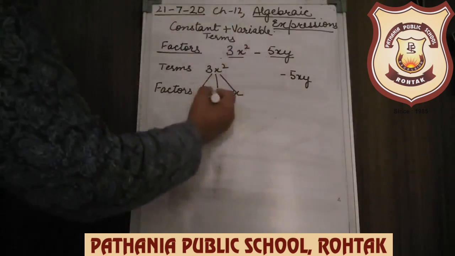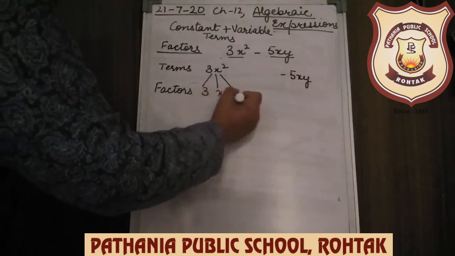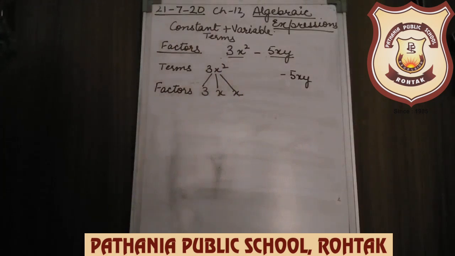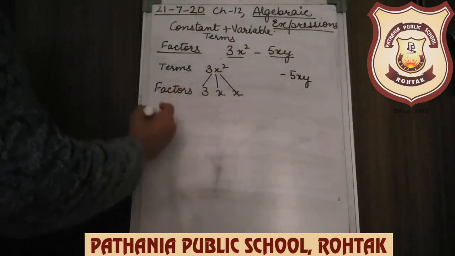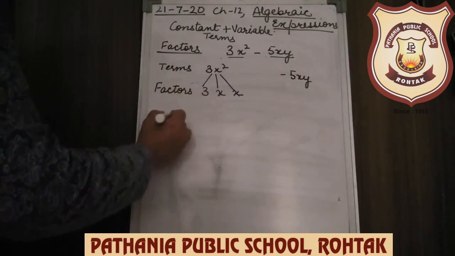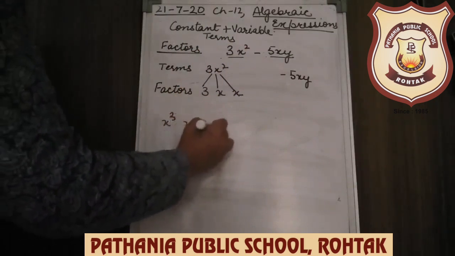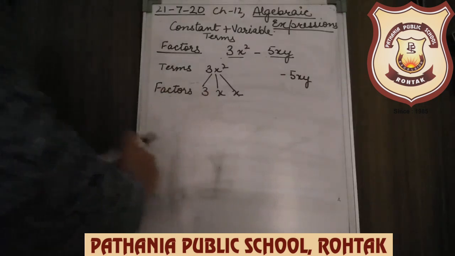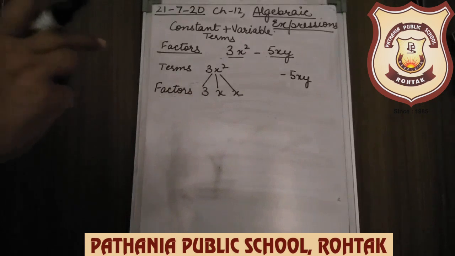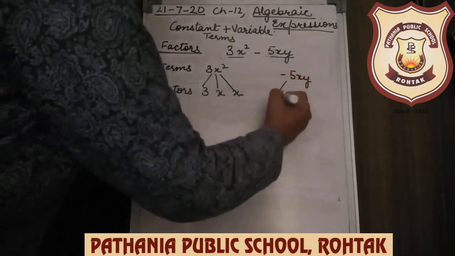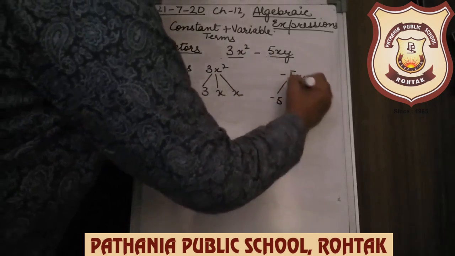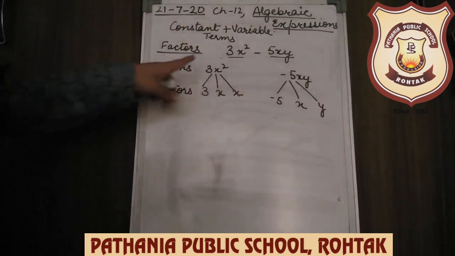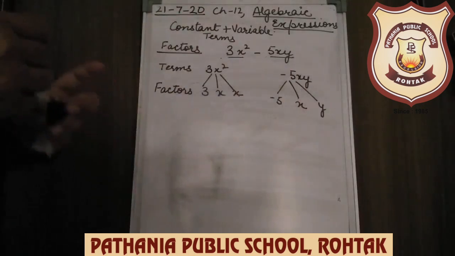These are the factors, and they are multiplied. When these are the same, we write the power, as we have done in our Pythagoras theorem. Clear? This is called the base and this is the power. If the power is 3, you will write the factor 3 times. If it is 4, you will write it 4 times. Is this point clear to everyone? Now for this one, minus 5, x and y.